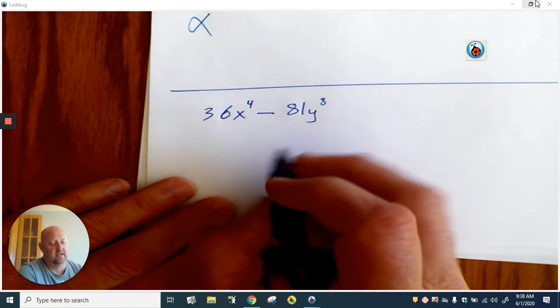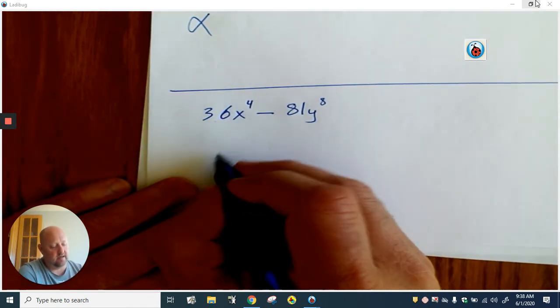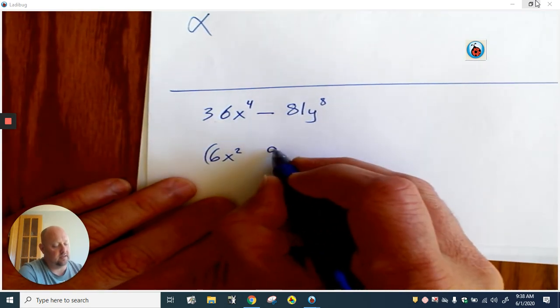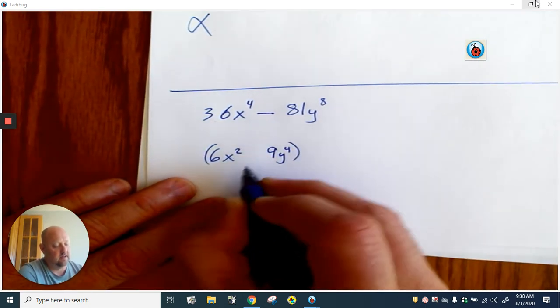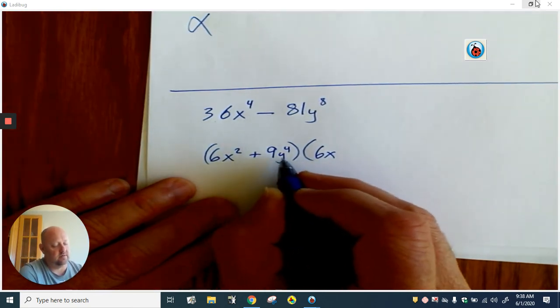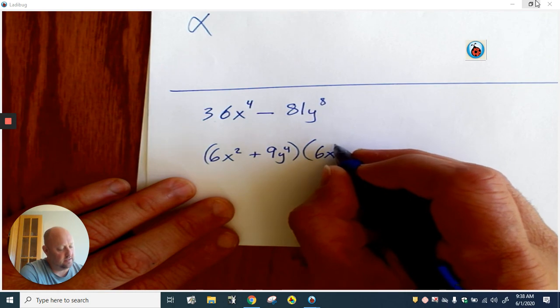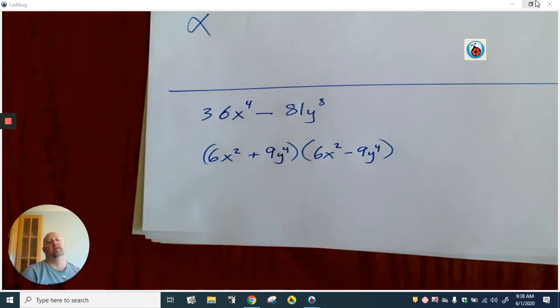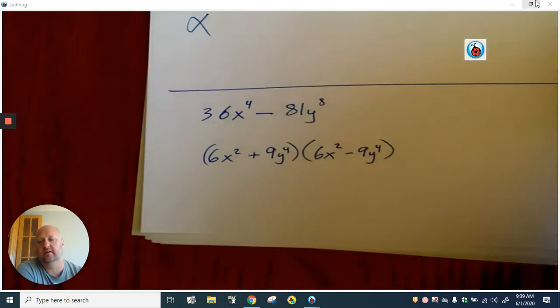It's minus. That means the square root of that would be 6x squared. The square root of this would be 9y to the fourth. So you're just going to have 6x squared plus 9y to the fourth, 6x squared minus 9y to the fourth. And you're done. Again, the idea here is quick, easy shortcuts, things to recognize when you see them. So give a few of these a try and let me know how it works out.